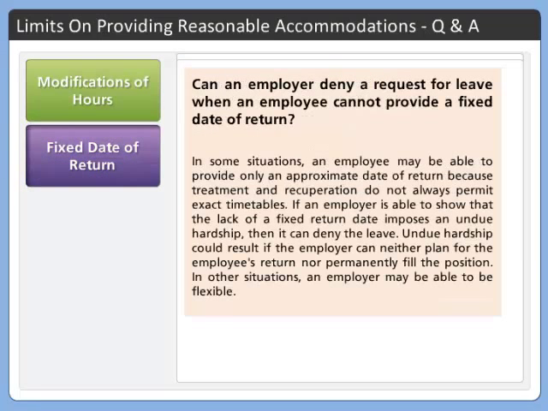Fixed date of return. Can an employer deny a request for leave when an employee cannot provide a fixed date of return? In some situations, an employee may be able to provide only an approximate date of return because treatment and recuperation do not always permit exact timetables. If an employer is able to show that the lack of a fixed return date imposes an undue hardship, then it can deny the leave. Undue hardship could result if the employer can neither plan for the employee's return nor permanently fill the position. In other situations, an employer may be able to be flexible.